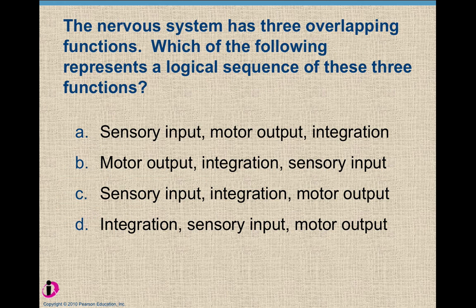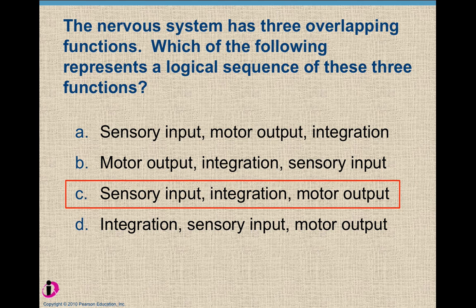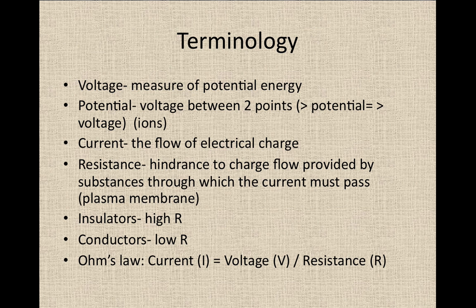So that's where all of the work is being done to create the proper environment for the cell. The nervous system has 3 overlapping functions. Which of the following represents a logical sequence of these 3 functions? Well, we did this with the last lecture, so what would make sense? If you are going to need to collect information, process that information, and then create some sort of response, you have to first sense that information, then you have to integrate it or figure out what to do with it, and then you lead to some sort of action or effect.